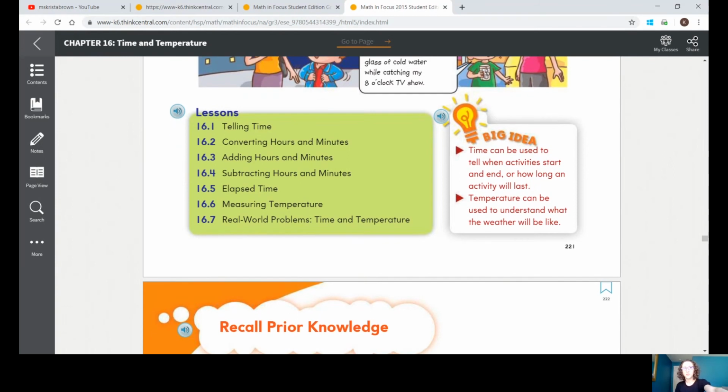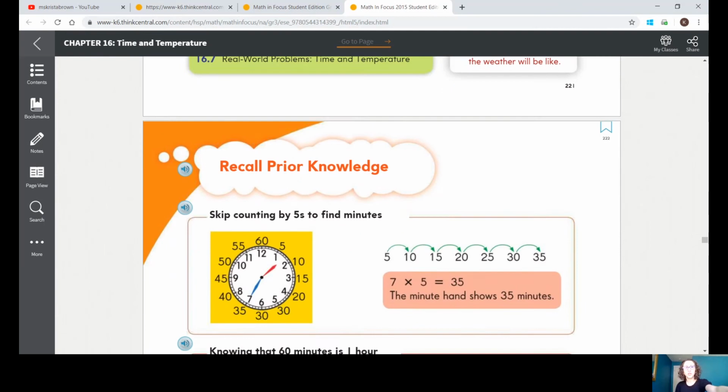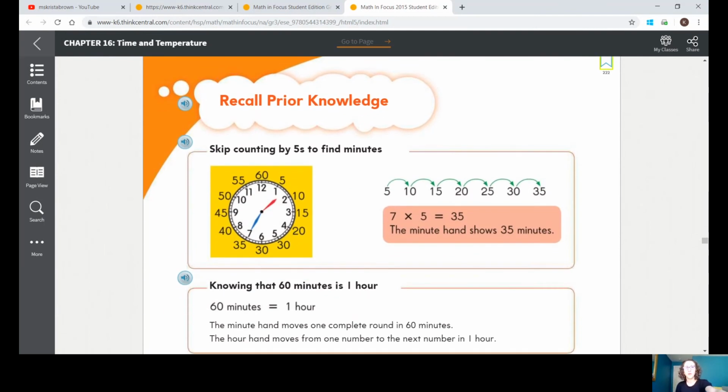I do want to point out there's the big idea that time can be used to tell when activities start and end, or how long an activity will last, and temperature can be used to understand what the weather will be like. You can also see on page 221 that there are several lessons that we're going to be going through. 16.1 is telling time, all the way down to 16.7, which is some real world problems regarding time and temperature. Let's go to page 221 and recall some prior knowledge.